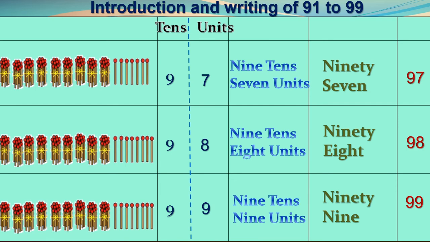Got this, children? Yes. Dear children, this is the biggest two-digit number. When we add one more to 99, it will become a three-digit number. That we will learn in the next lecture. I hope you understood how to write the numbers from 91 to 99. Right? Here is our checking.